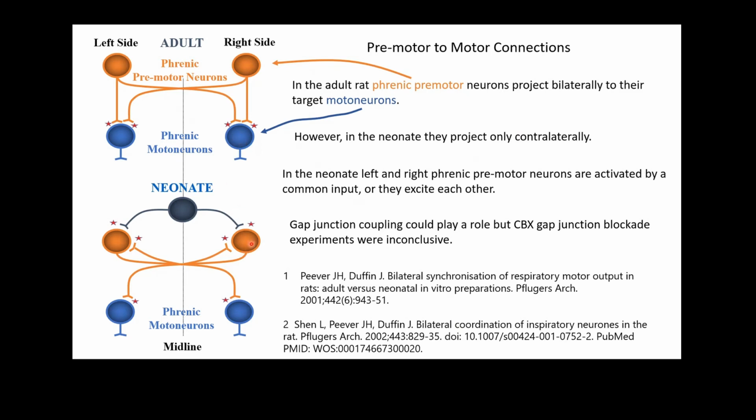In the neonate, they only project contralaterally. So if you cut those, the phrenic motor neurons stop firing. And so we've looked at experiments like this to detect what kind of connections there are. In the neonate, we certainly know that the premotor neurons are activated by a common input here, probably the central chemoreceptors, I would say.